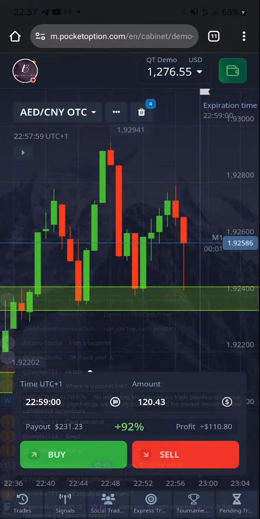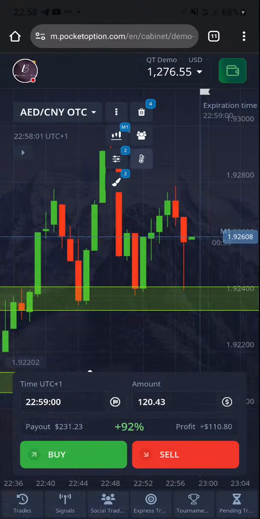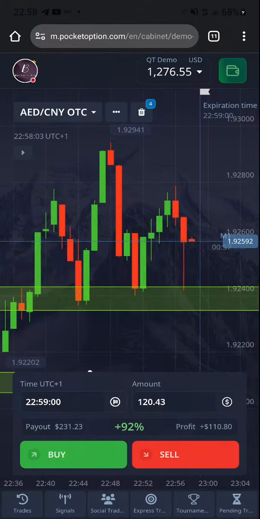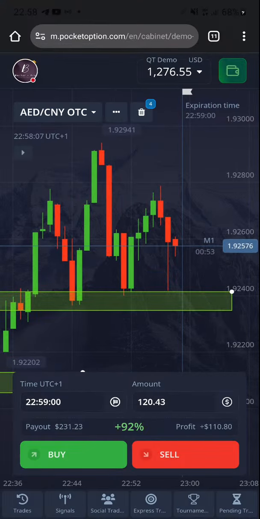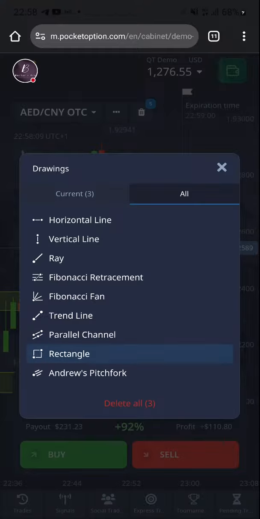That previous resistance has turned to a support level now. You can see this previous resistance has turned to support now, and we even have a demand area inside it.